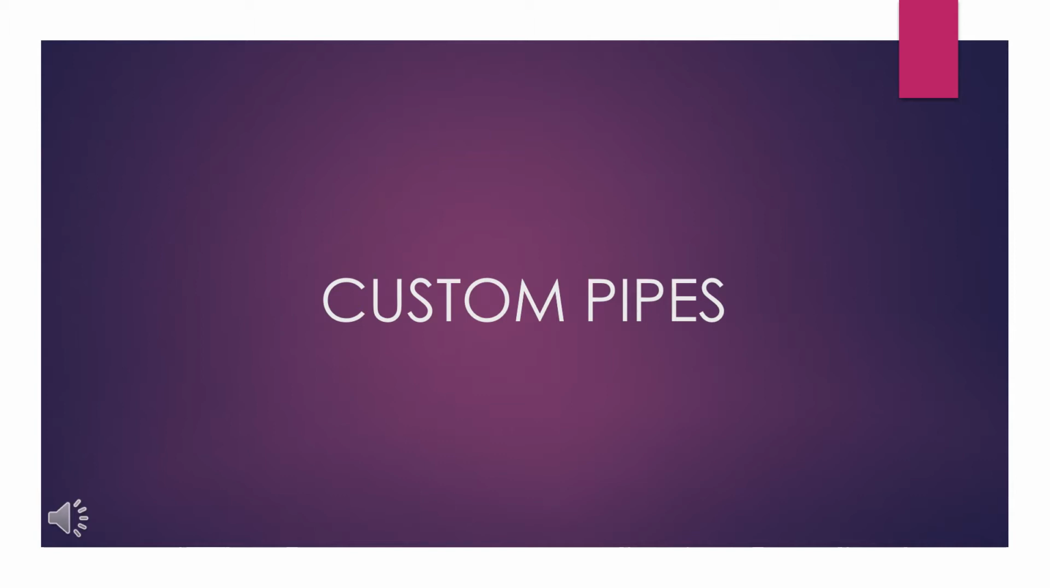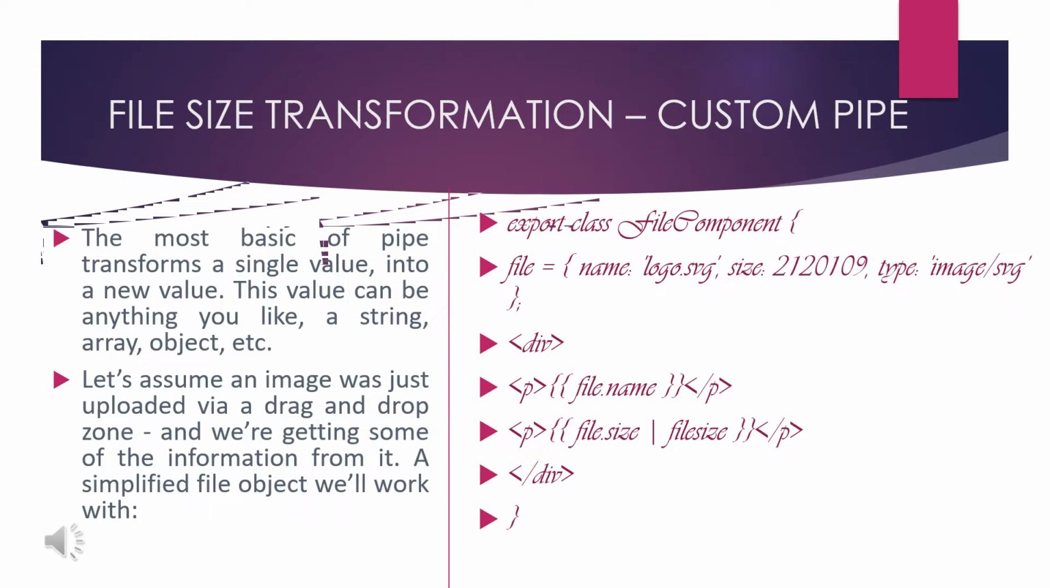Custom pipes are pipes which help us write our own code and transform the inputs based on certain conditions or manipulations, and we can use our own logic to make that output fit. A pipe transforms a single value into a new value as a desired output. We can give any value as an input, like string, array, or object, etc. That will be processed and given as the desired output.